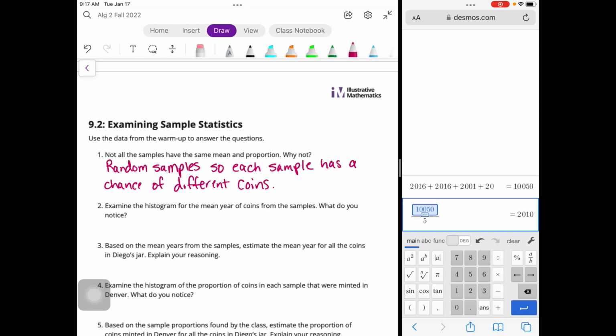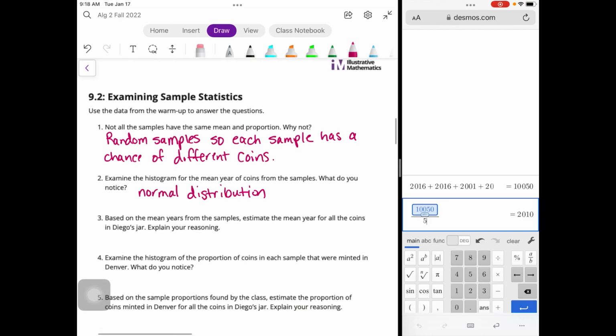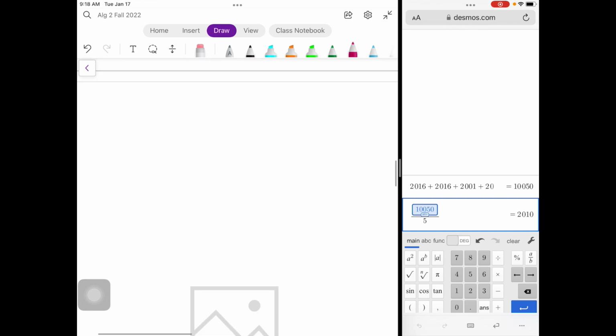So if we were to look at a histogram for this, we would notice that it would be a normal distribution. In the interest of time, we're not going to go through all of that. Plus, we need samples from the entire class. And so we would find some other interesting things going on there. All right, so in the interest of time, we'll just skip to 9.3.